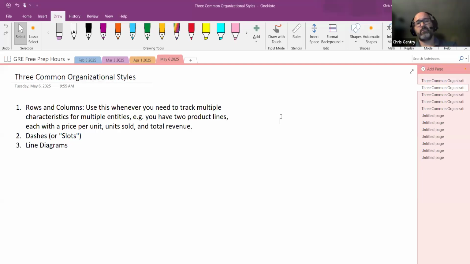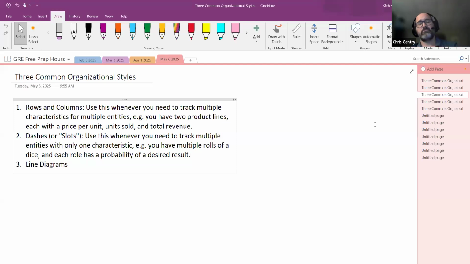As for rows and columns, whenever you need to track multiple characteristics, I have an example here. Let's say you have product line A and product line B, and each of those different product lines has its own price per unit, units sold, and corresponding revenue. Or maybe each one has its own revenue, cost, and profit line. The idea is basically multiple lines, and each line has multiple characteristics that you're trying to track.